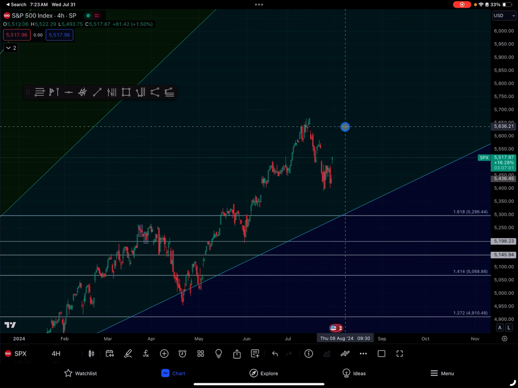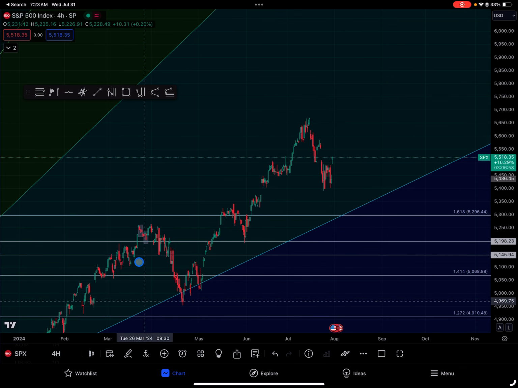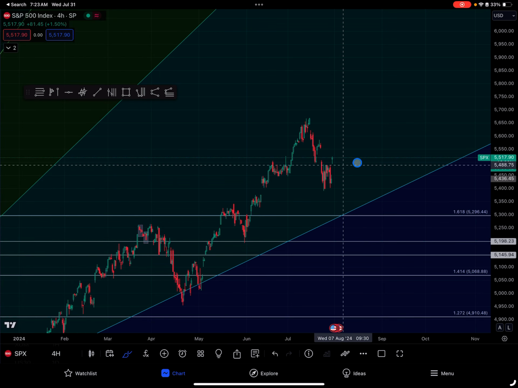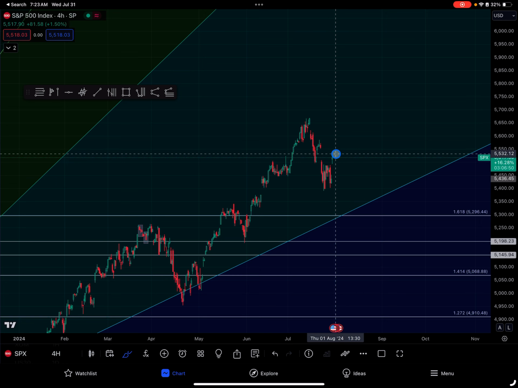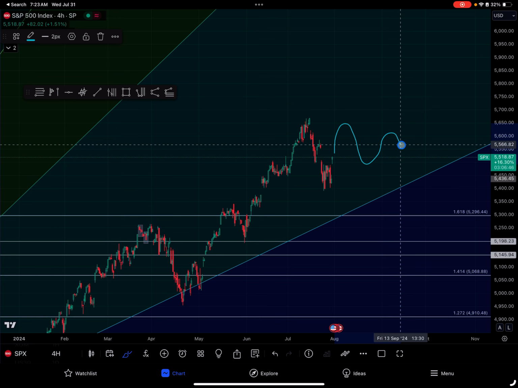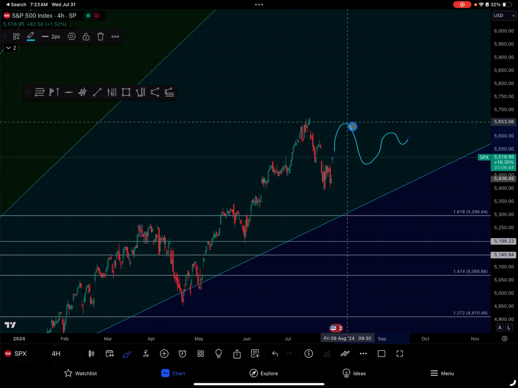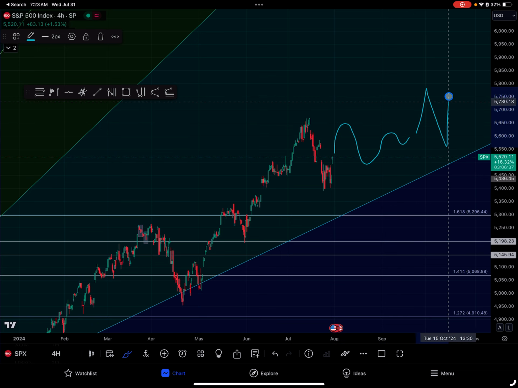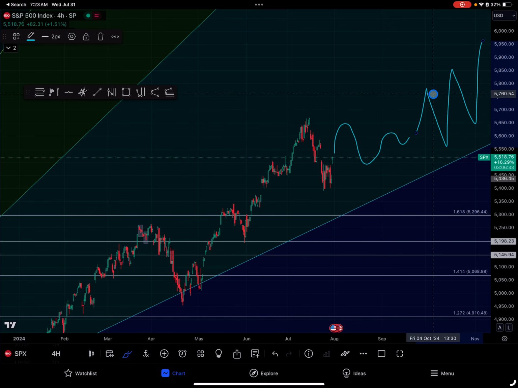The main thing I would say is, where's my drawing tool? These are the things I would look out for. The one thing I wouldn't want to trade is a pennant. If it's a wave four and a pennant, it usually means the finishing move is something like this, and that's really difficult and annoying to trade.